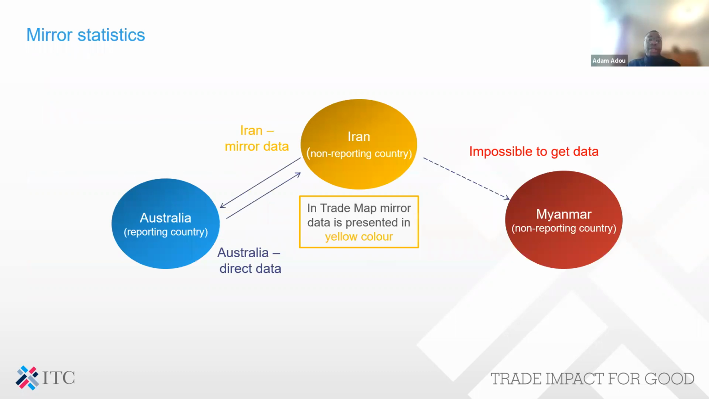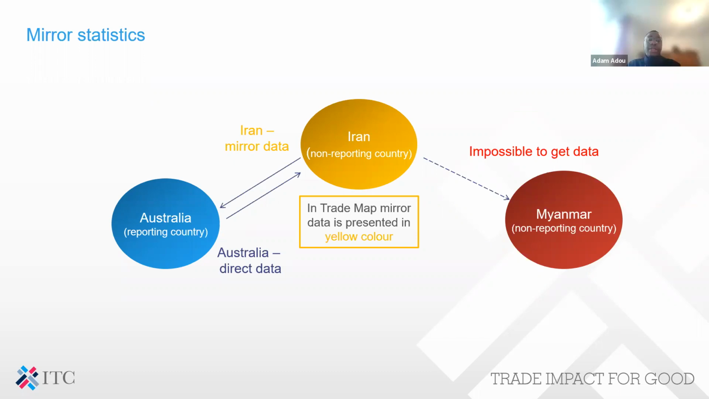So here is a representation of how it works. If Australia, for instance, is a reporting country and Iran does not report data regarding trade, but we have the export data of Australia to Iran, and also the value of imports from Iran to Australia, ITC will be able to estimate the exports in value of Iran and the imports as well. So based on the reporting country, we will be able to estimate the trade of the non-reporting countries.